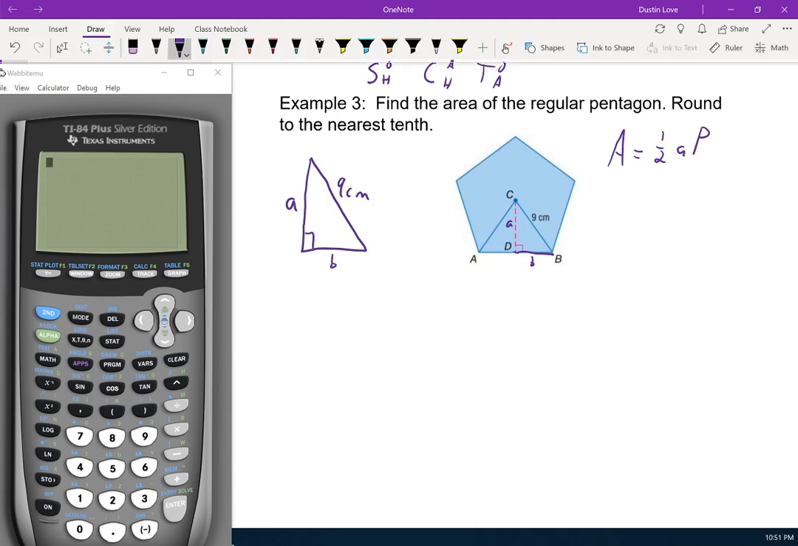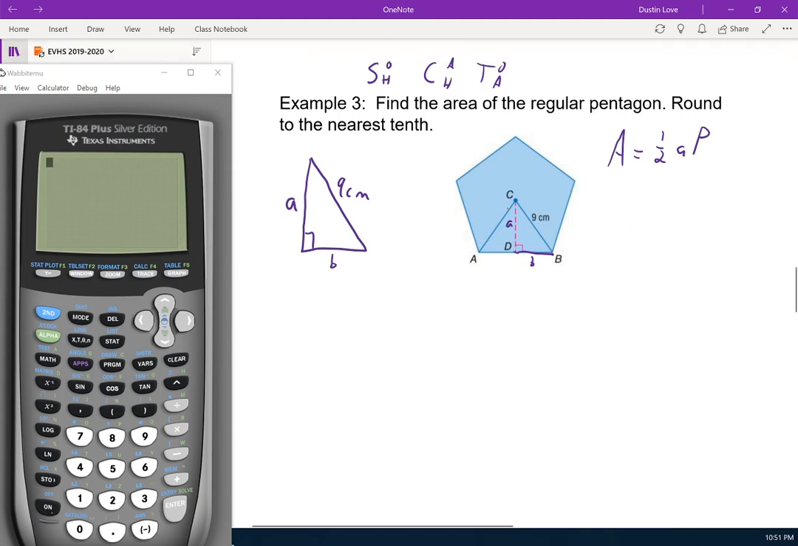Now, this is where our trigonometry comes in. The central angle here, we've already done that on the previous slide. That was 72 degrees. That was 360 divided by 5. And then this angle, half of that, is 36 degrees. So here we've got 36. And now we're ready for trigonometry.